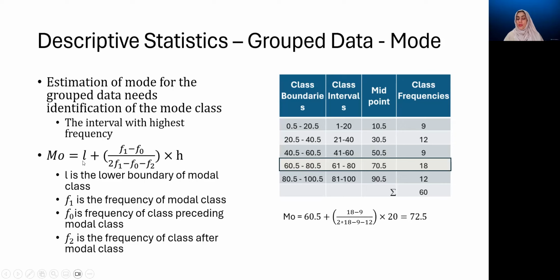60.5 is the lower class limit represented by L. F1 is the frequency of the modal class, which is 18 in our case. F0 is the frequency of the class preceding the modal class, which is 9 in this case. And F2 is the frequency of the class after the modal class, which is 12. Since we know that the modal class has the highest frequency, we know that this value can never turn out to be negative. So we multiply this expression by the width of the class, and we get 72.5 as the mode value.